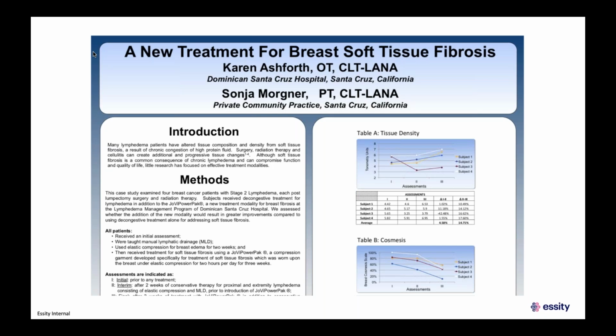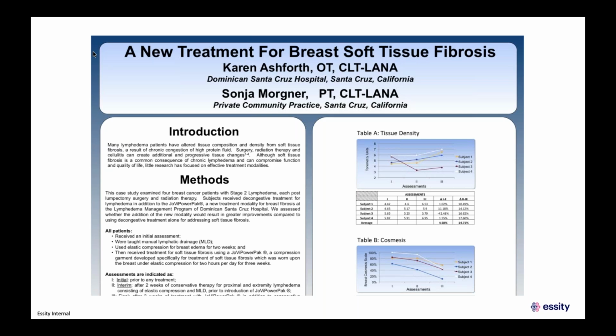I used 3 different types of assessments to look at the effectiveness of this fibrotic treatment of the pit pack. So I used a tonometer to measure their tissue density. We looked at cosmesis, which is the individual's perception of their cosmetic appearance of their breast, and it was rated by each patient using an analog scale. And then I looked at pain with a pain analog scale.